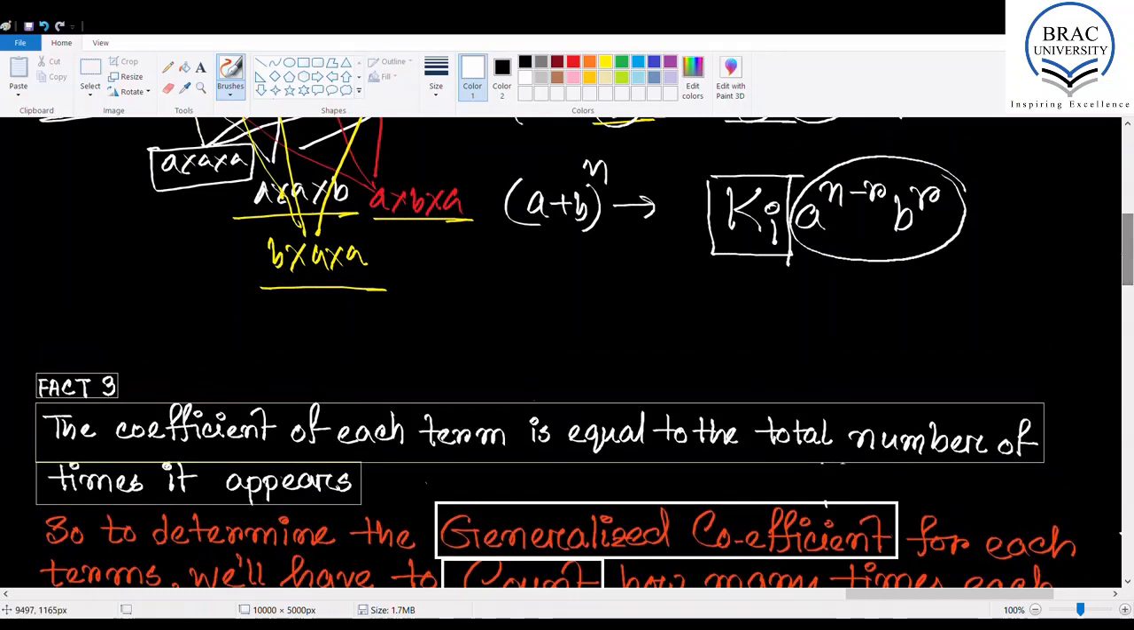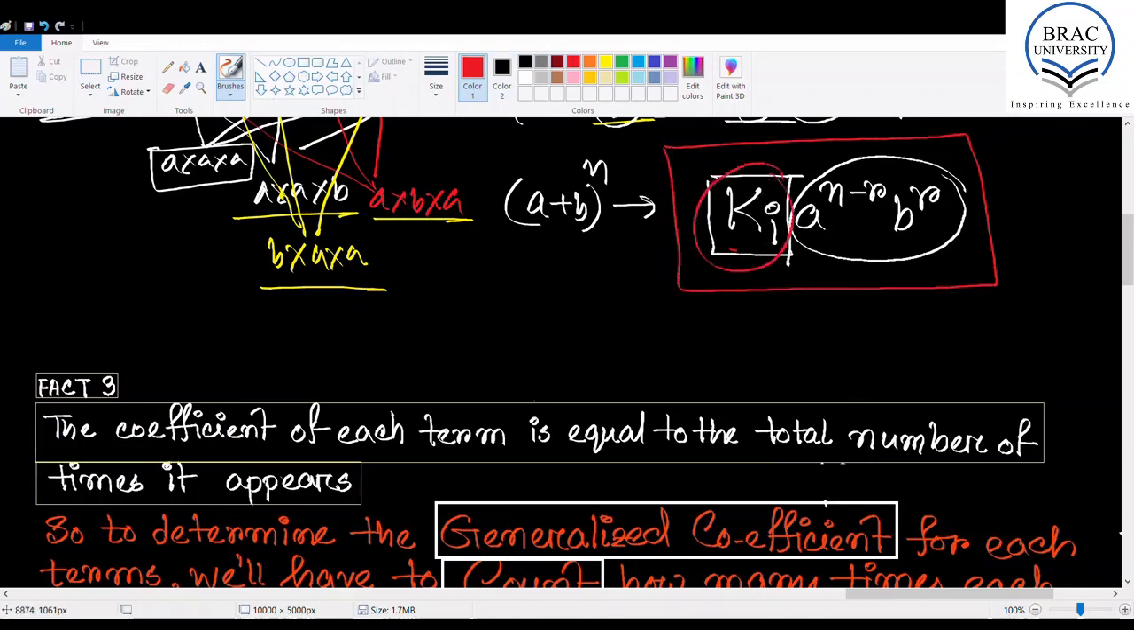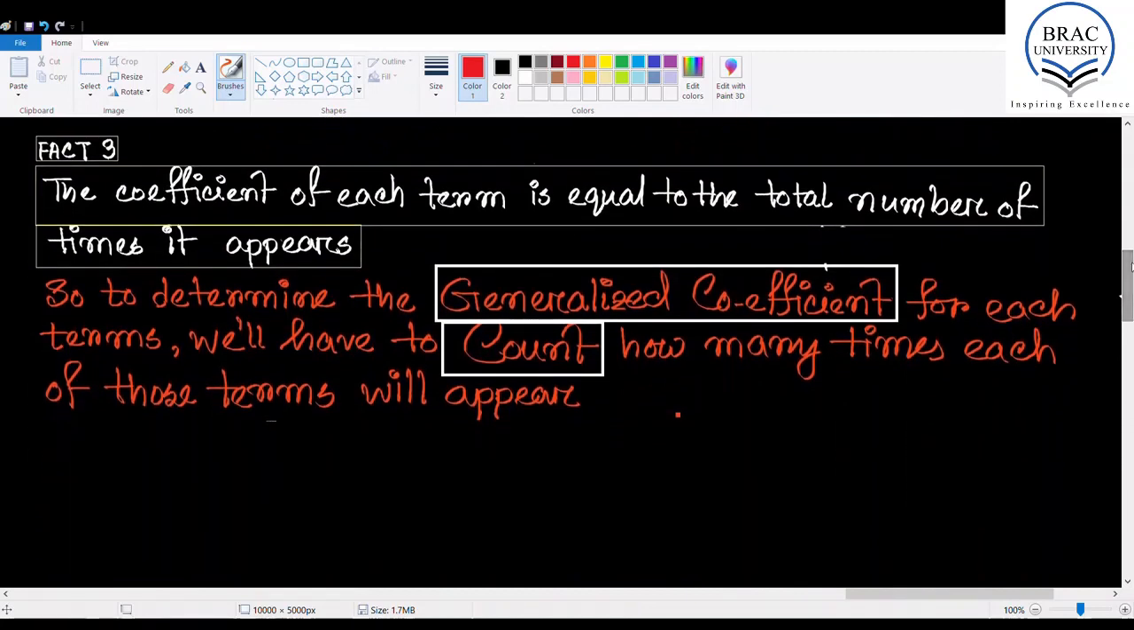So now, if we want to get the form of these general terms, we want to replace this ki with n, right? Since we know the value of n, we want to replace the value of ki. So we have to determine the value of ki. In other words, we have to determine how many times we get a to the power n minus r into b to the power r. Okay, let's get to this point.